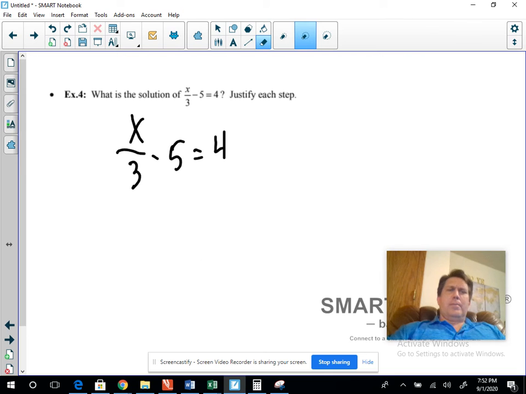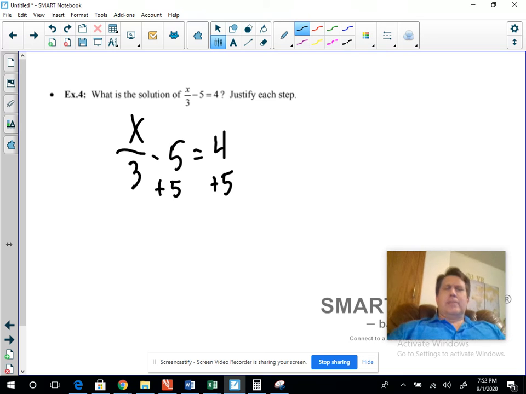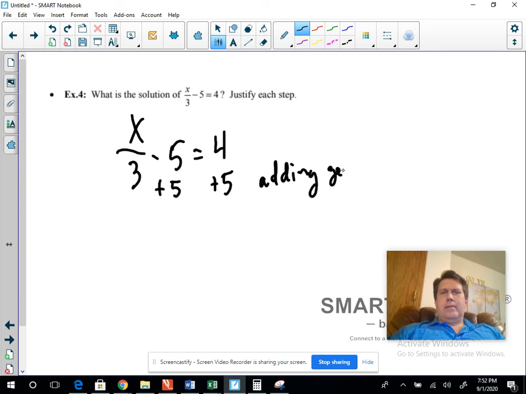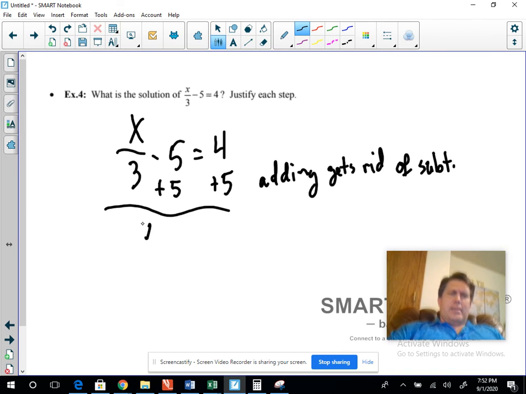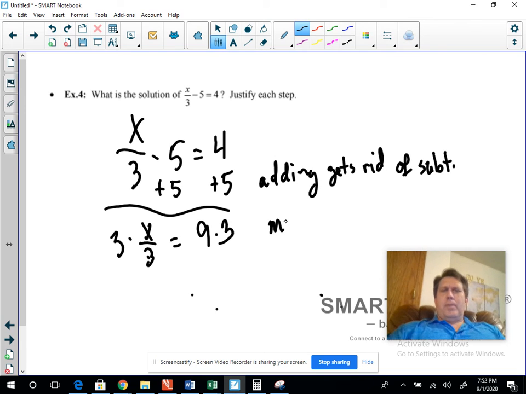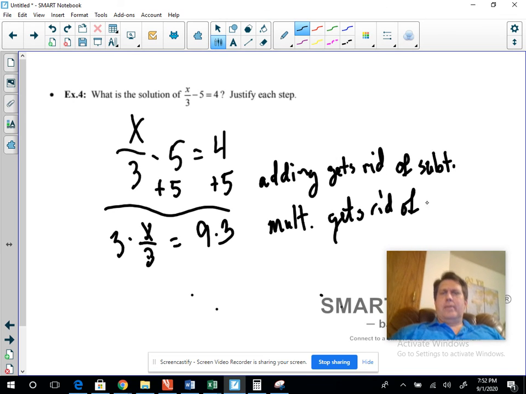So this is something a little bit different. Justify, I'm going to add 5 to each side. Adding gets rid of subtraction. It's an inverse operation. I'm going to abbreviate subtraction. So then I get x over 3 equals 9. Next, I will multiply by 3 because that 3 is being divided. So multiplying gets rid of division. 3's are gone, and we get x equals 27.